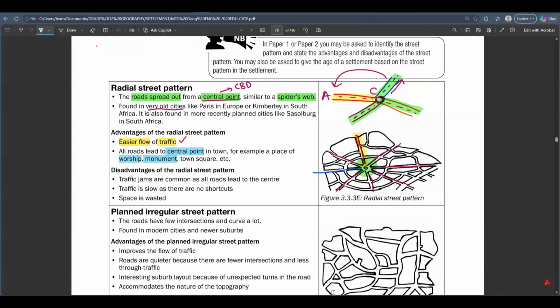Or maybe the roads are leading towards a town square, or they are going towards a CBD. But usually the roads are leading towards a CBD. That's an advantage because for business purposes, it's an advantage. Let's just say you are doing your business in the CBD, all the roads are leading towards the CBD. So it's easier for you to just access the CBD because all the roads go towards it. Yeah, all the main roads are going towards it. But we also have got the other roads on the sides.